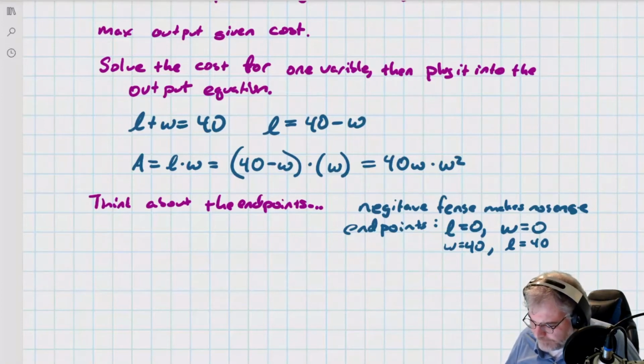Okay. So now I'm going to take the derivative and set it equal to 0.